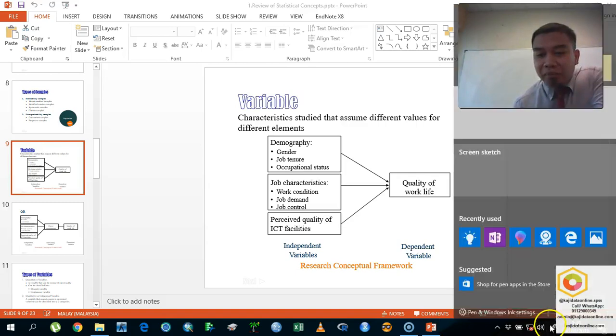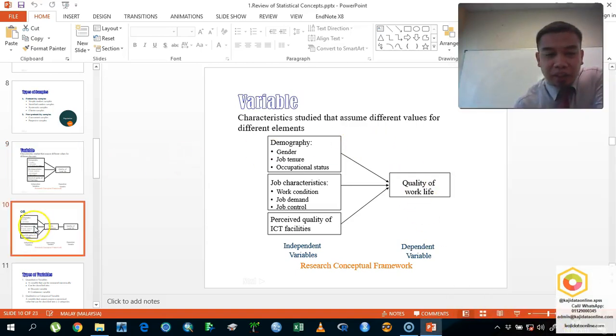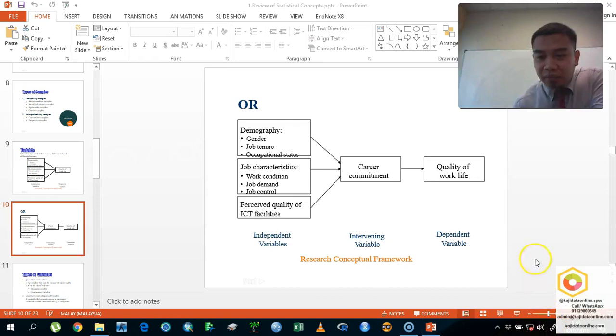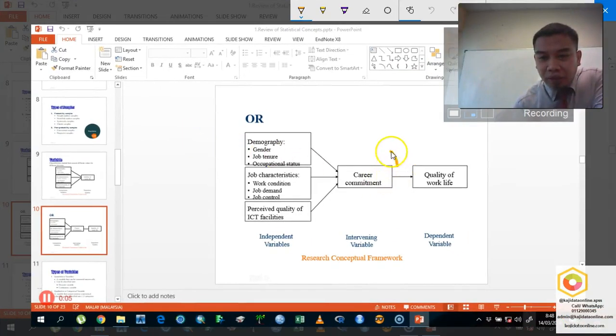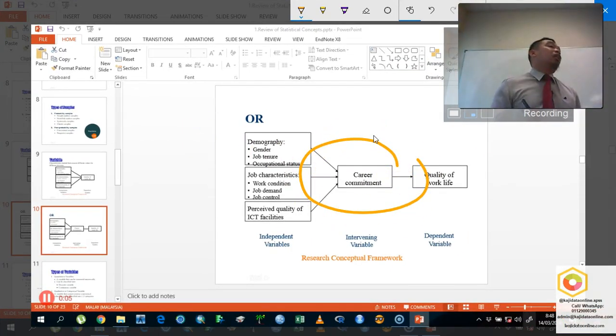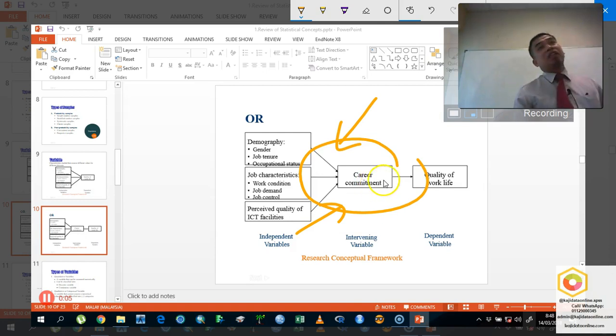We are going to look at another model. Another model we are going to explain is the intervening variable. The intervening variable is a complex model, where we need to investigate other factors that might also be associated with our factors. So this one is the complex model.